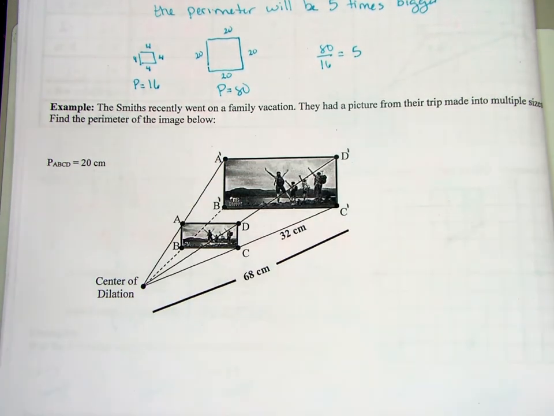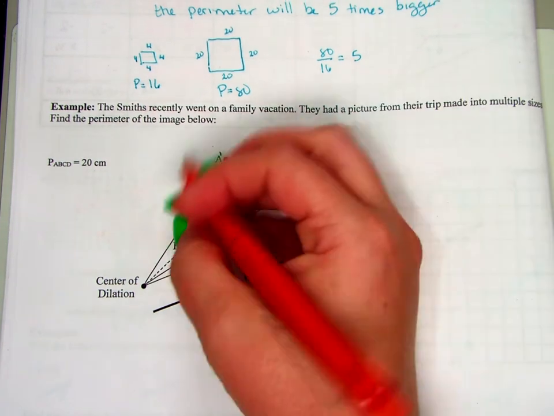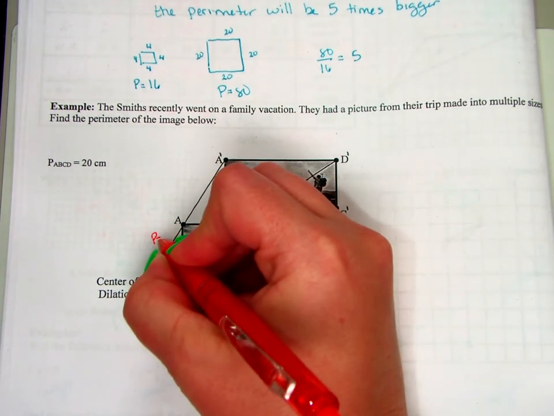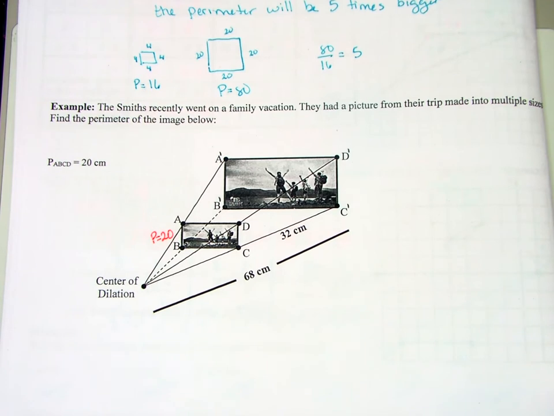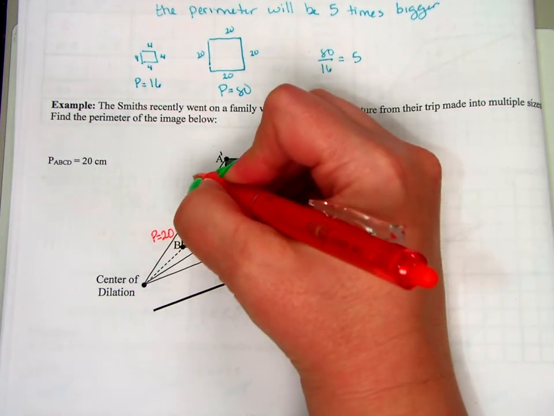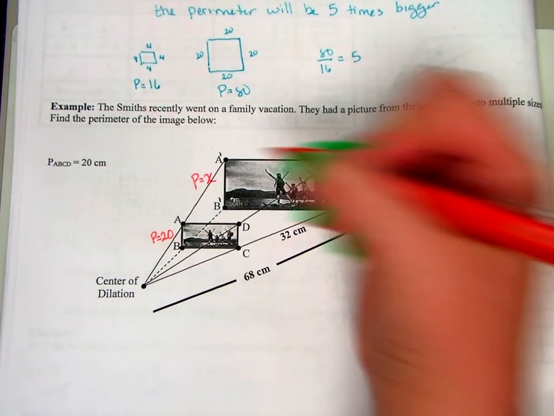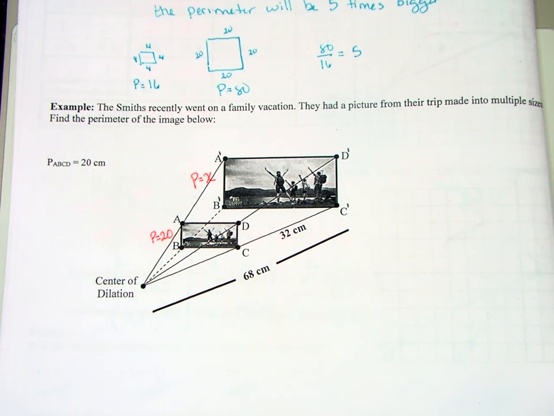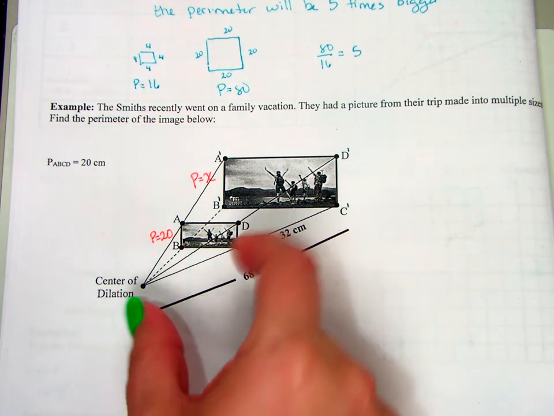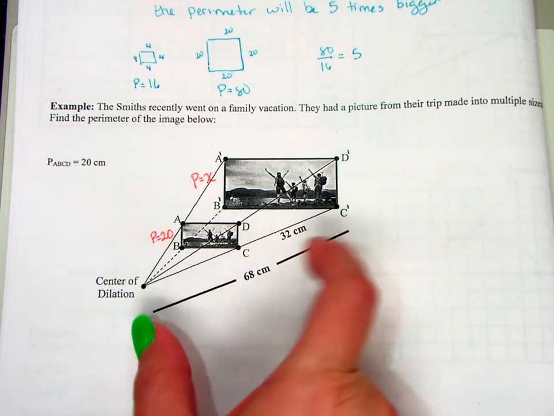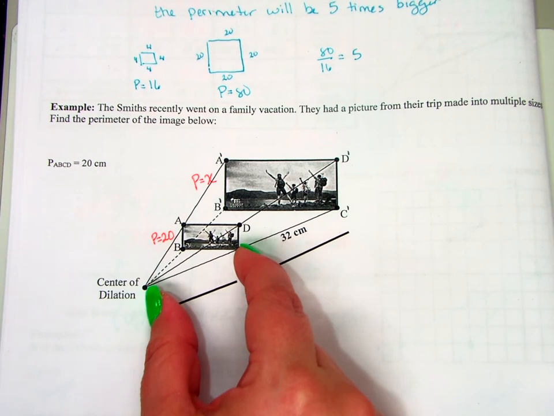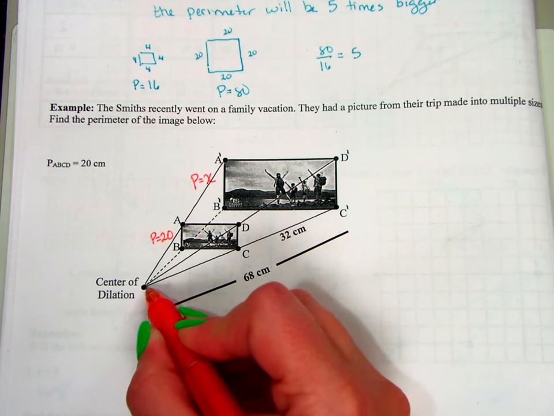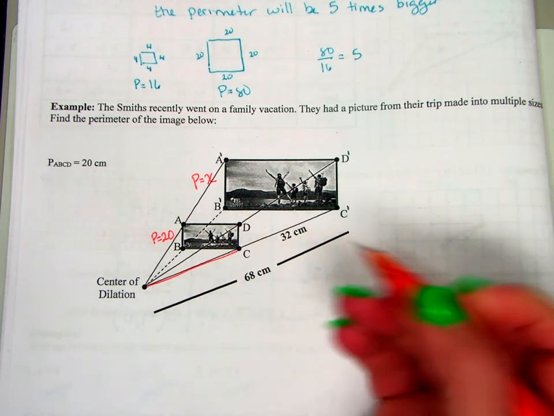Okay? So I know that the perimeter of this one is 20 centimeters. I want to find the perimeter of the new one, of the image. Okay? I'm not going to be able to find the perimeter unless I can figure out what the scale factor is. To figure out what the scale factor is, I need to know how long this little piece here is. How can I find out how long this piece is?